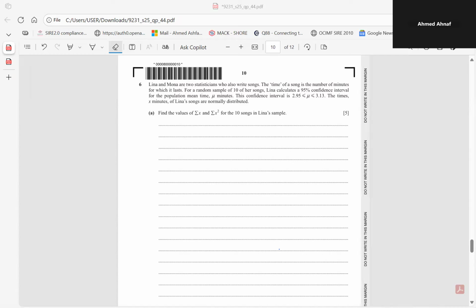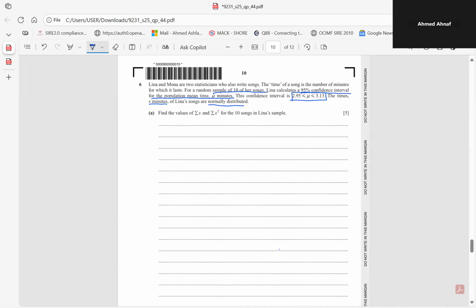Okay, so for this question, we're told that Lena and one or two statisticians will write songs. The time of a song is the number of minutes for which it lasts. For a random sample of 10 of the songs, Nina calculates a 95% confidence interval for the population mean time, mu minutes. We're also given this confidence interval for mu, 2.95 and 3.13. The times x minutes of Lena's songs are normally distributed.